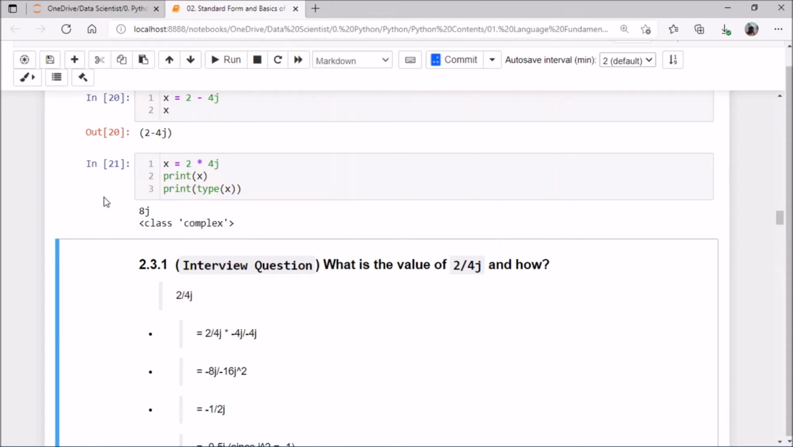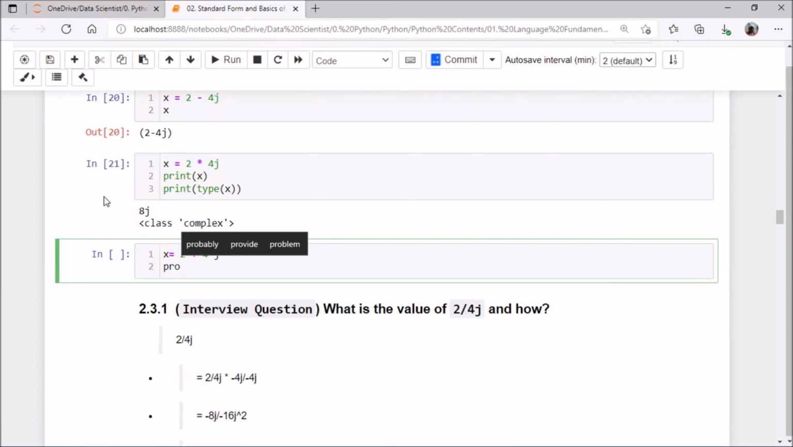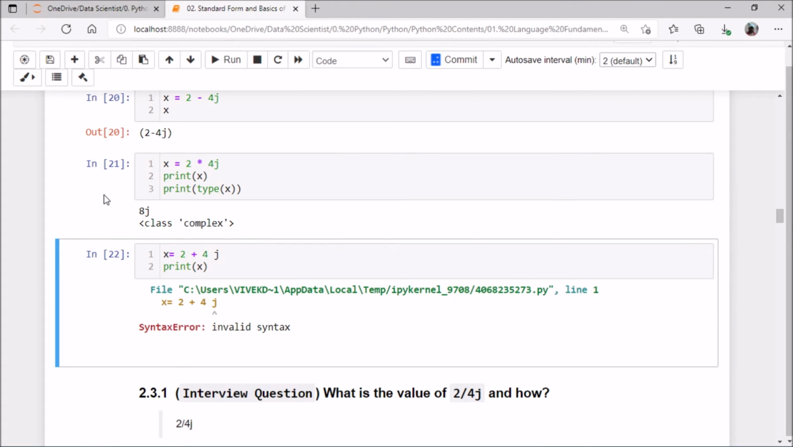But when I provide a space, creating one new variable, that is x is equal to 2 plus 4 space j, and then printing the x value, it will throw an error. Why? We can't give any space between 4 and j. Here the imaginary part is 4j, so we can't give any space.